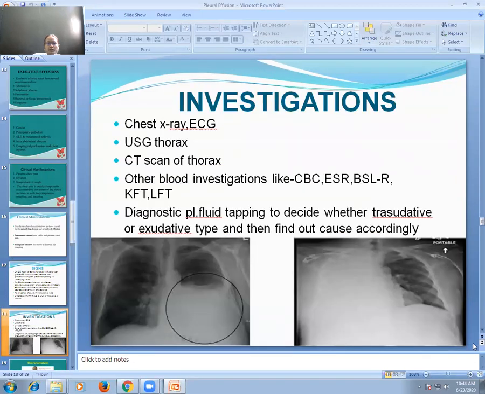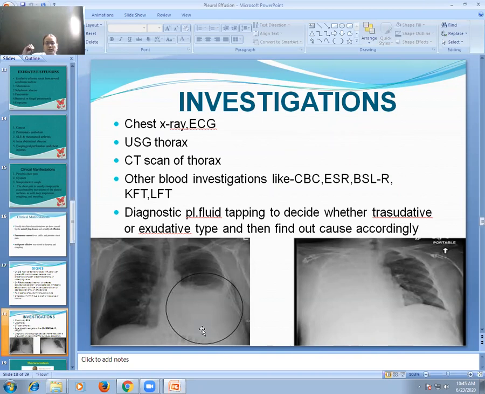Investigations in case of a pleural effusion. Most commonly, pleural effusion can be diagnosed from X-ray chest. So from X-ray chest, at least you understand that there is a collection of fluid or there is pleural effusion. And then further investigations to find out the cause of pleural effusion. So first you have to confirm that there is pleural collection or pleural effusion.